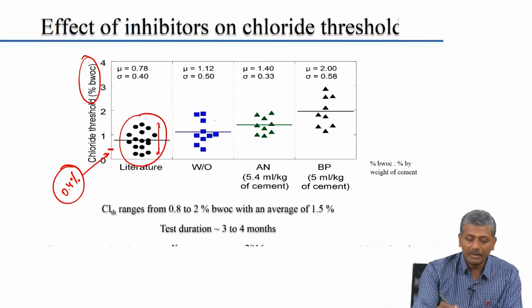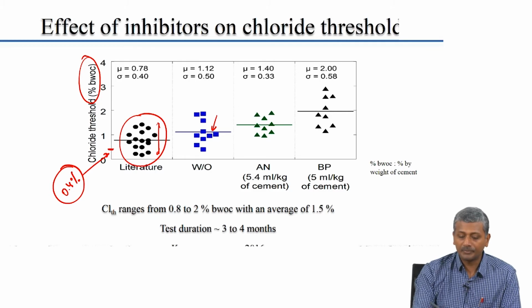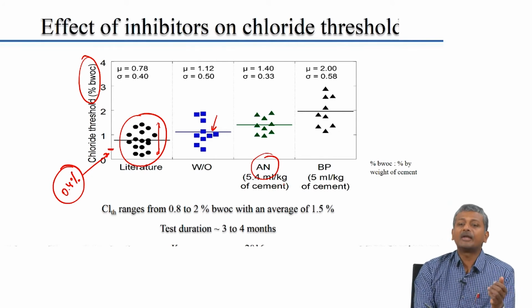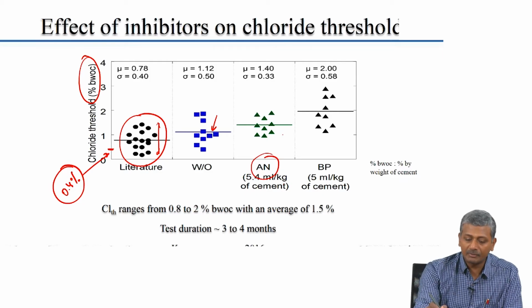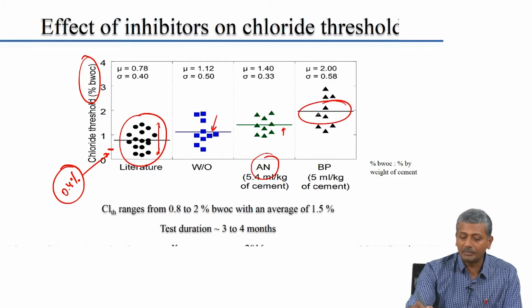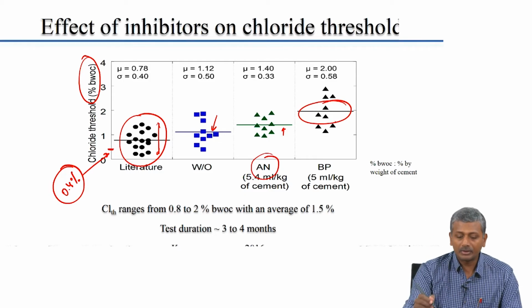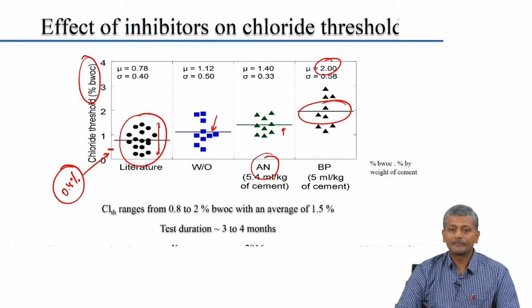were tested in our lab, the average was about 1.1 without inhibitor. For an anodic inhibitor, which basically works towards suppressing the anodic reaction, that is conversion of Fe to Fe2+, it was pushed up marginally. But for a bipolar inhibitor, which works both on the anode and the cathode, the results were much better. So, the actual mean was around 2. So, the inhibitors can have an influence on the chloride threshold.